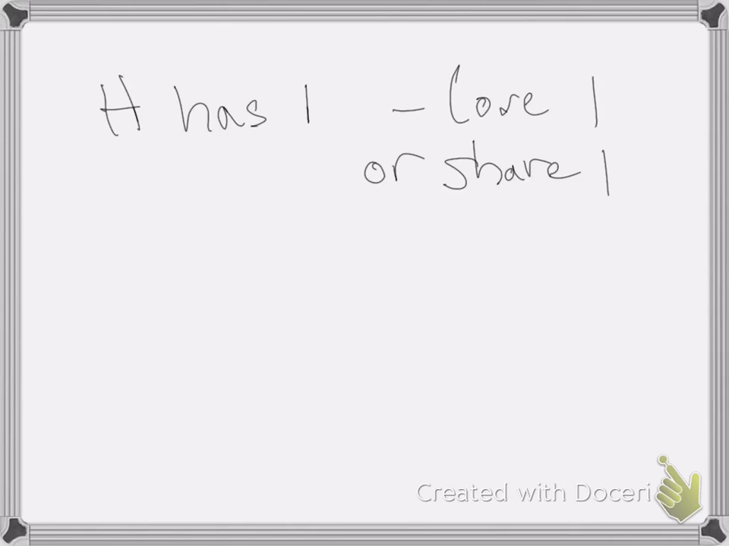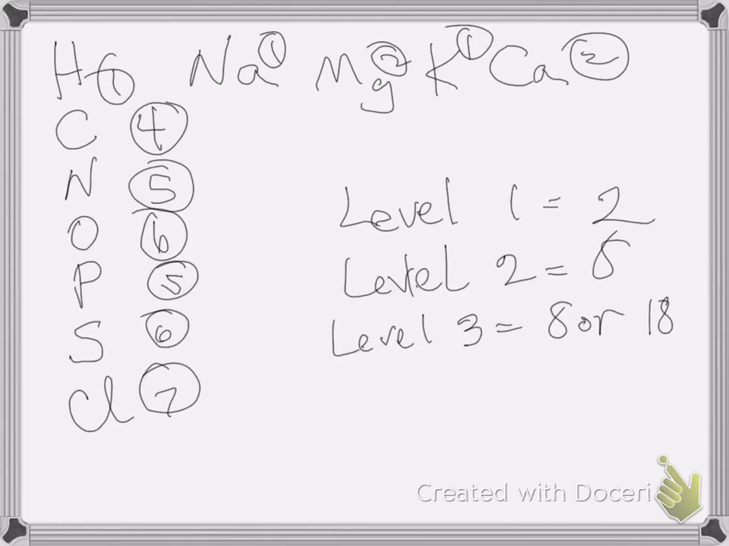If it shares 1, it makes 1 bond. Okay? So how many bonds does hydrogen make, whether it loses its electron or shares its electron with somebody else? It makes 1 bond. Are you with me on that? All right, let's see what we can do with the rest of those guys on our list.